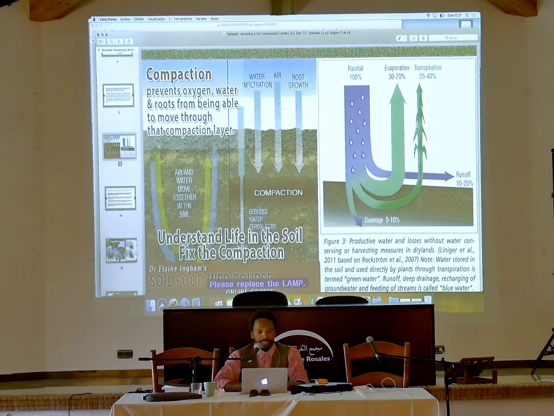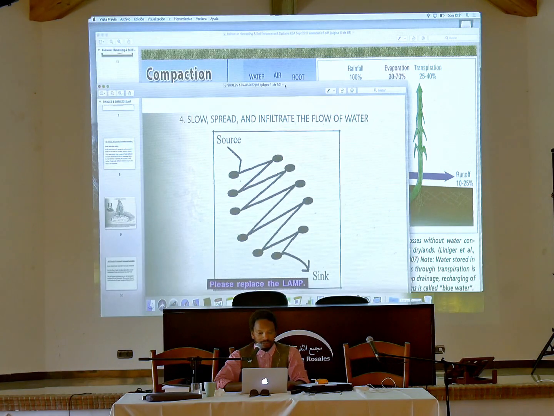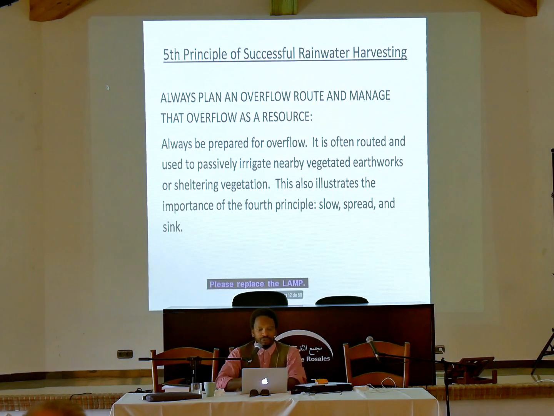All right, back to the list. So that was 4. Number 5, always plan an overflow route and manage that overflow as a resource. So always be prepared for overflow. It is often routed and used to passively irrigate nearby vegetated earthworks or sheltering vegetation. This also illustrates the importance of the 4th principle, slow, spread, and sink.